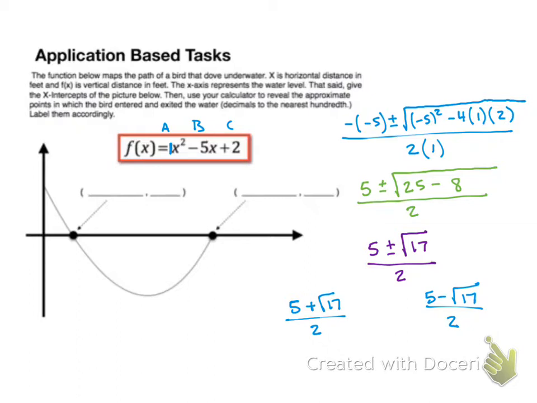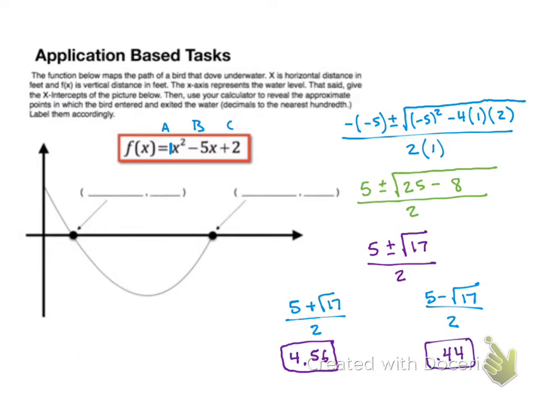Okay, so the first one, 5 plus the square root of 17 divided by 2, rounded to the nearest hundredth, is going to give us 4.56. So that's going to be one of our x-intercepts. And our other one here is 5 minus the square root of 17, divided by 2. That gives me 0.438, and I'm going to round that to 0.44.